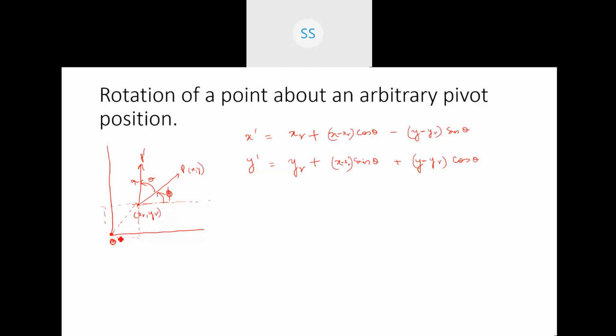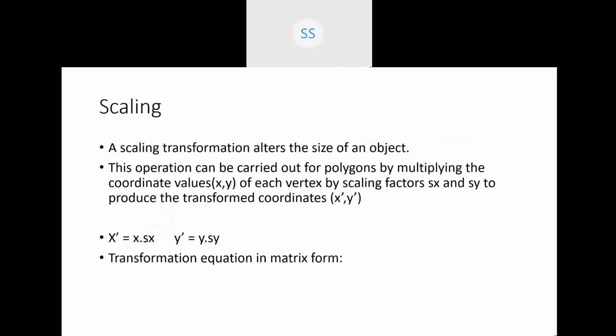So when the pivot point is not at the origin, but at some arbitrary point given as xr, yr, how do you change the equation of your transformation? How do you change your equation for your rotation? That is what I have shown you here. Okay, it's very simple. If you look once more, you will understand. So that was for your rotation.